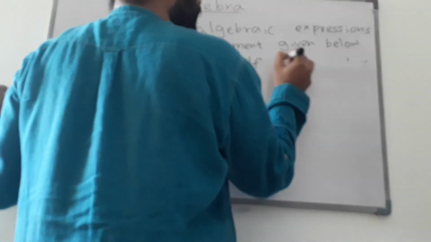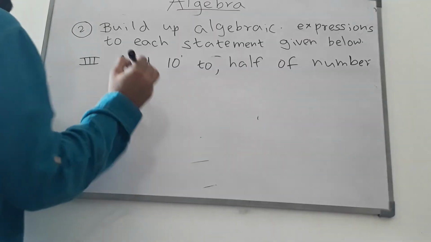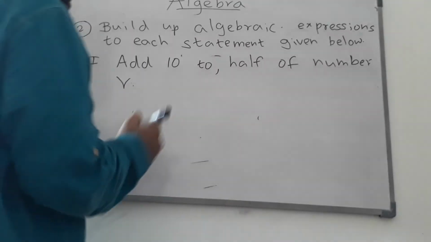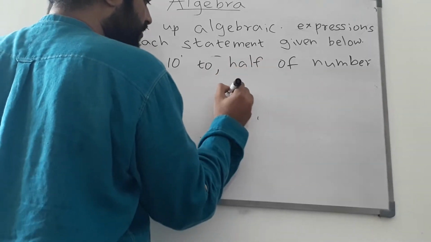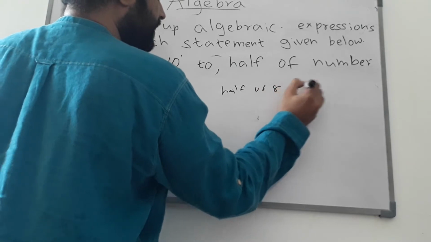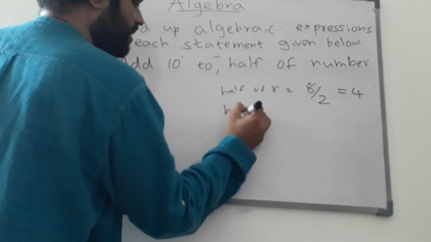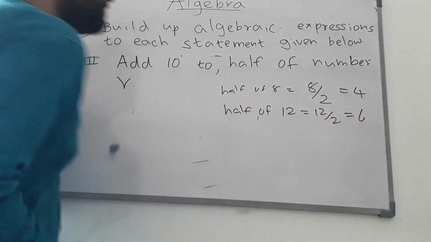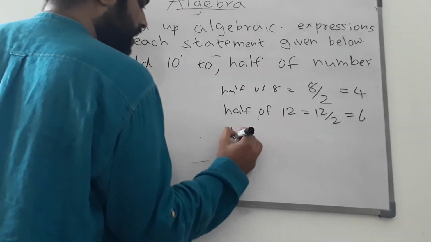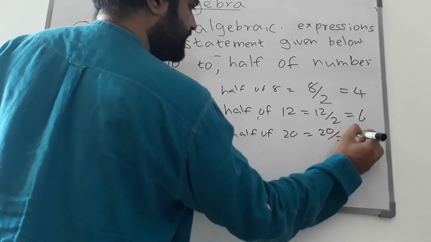Add 10 to half of number r. Okay. First I will talk about how to find halves of numbers. Half of 8 means 8 divided by 2, which is equal to 4. Half of 12 means 12 divided by 2, which is equal to 6. Half of 20 means 20 divided by 2, which is equal to 10.